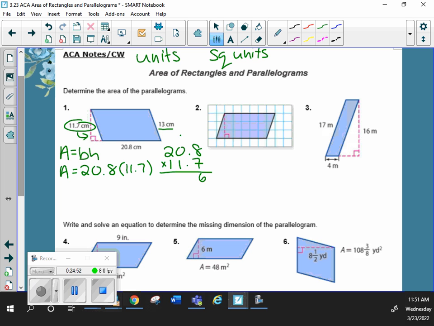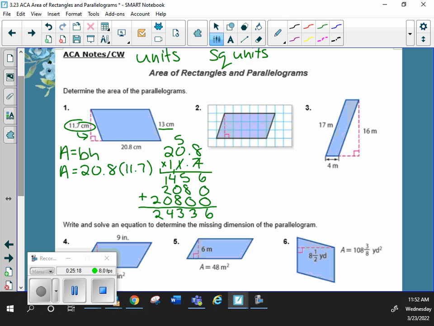8 times 7 is 56. 5, 14. Placeholder. 8 times 1 is 8, 0, and 2. I'm done with 2 numbers, so I'm going to put 2, 0. 8 times 1 is 8, 0 times 1 is 0, 2 times 1 is 2. And I need to add, so that's 6, 13, carry that 1, 13, carry that 1, 4, and 2.